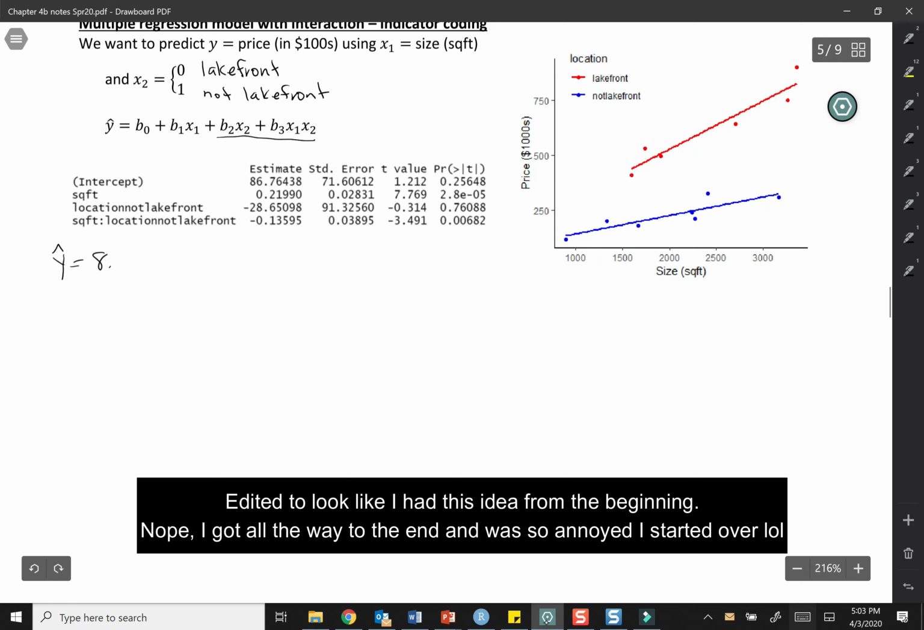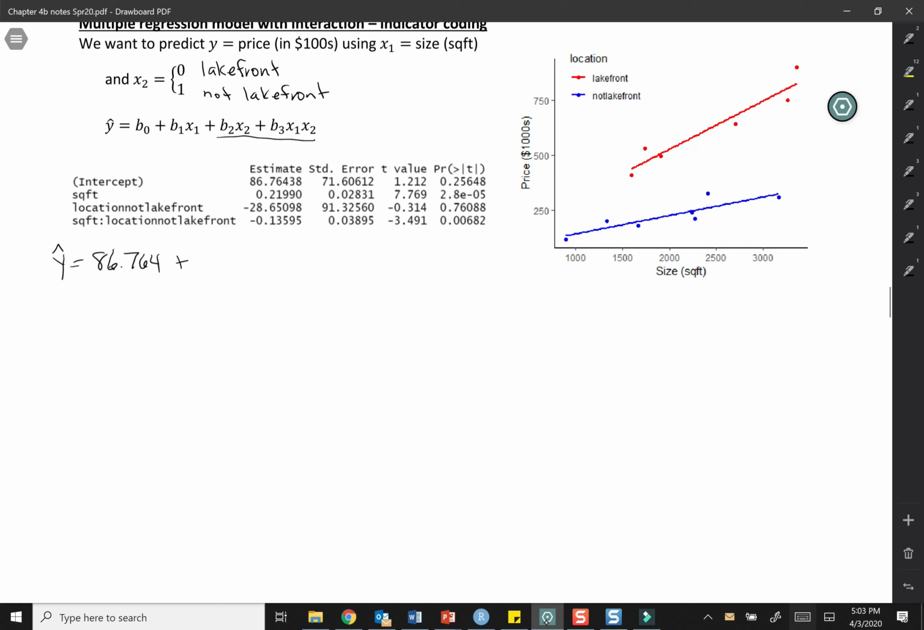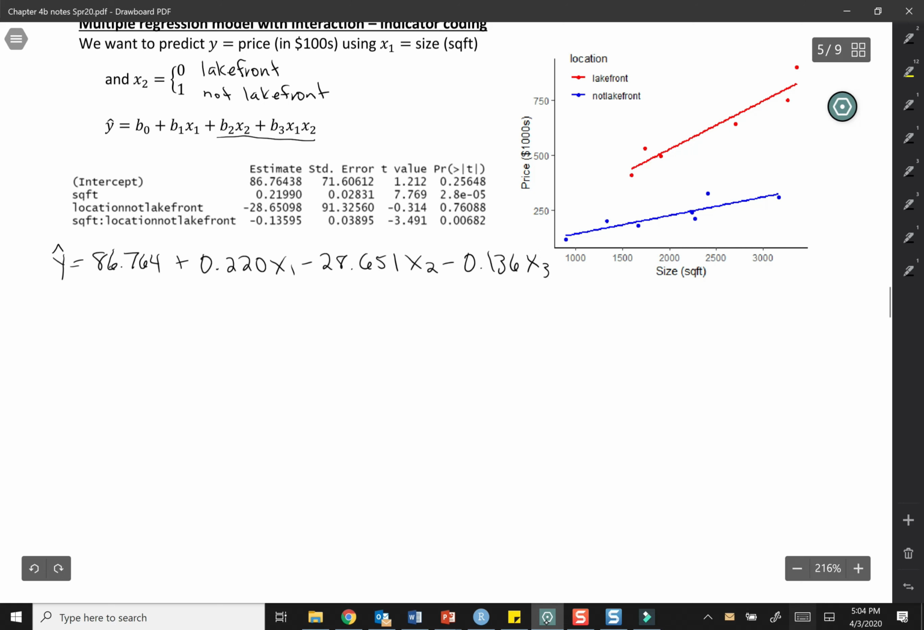Okay, I'm going to write out the regression equation, and I think I'm going to keep 3 decimal places so that when I translate this back into dollars, right now it's in thousands of dollars, I'll still have whole numbers. So 0.220 times x1 minus 28.651 times x2 minus 0.136 times x3.